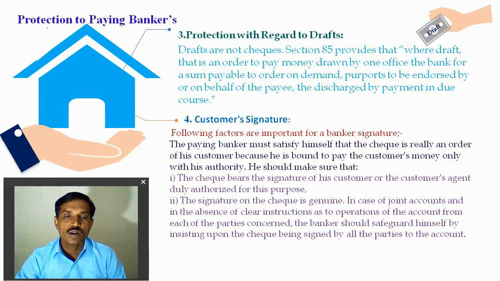In the case of a joint account, in the absence of clear instruction for the operation of the account from each of the parties, the concerned bank should safeguard himself by insisting upon the check being signed by all parties to the account, because there is a need for a resolution when there are two or many account holders for the particular account. At that time the bank can demand that all parties sign the check for protection.